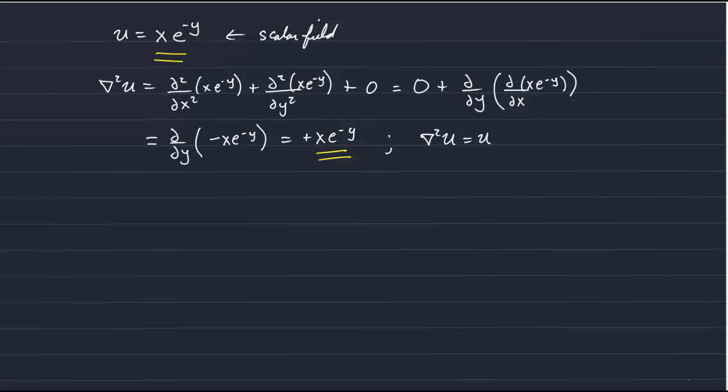So now let's consider the curl of the gradient of u. So that's the curl, and the gradient of u, remember, was the partial of u with respect to x plus the partial of u with respect to y, and then the partial of u with respect to z was 0 again.